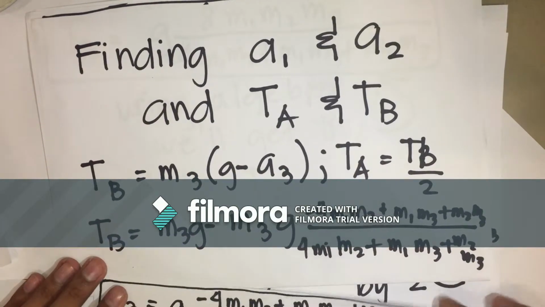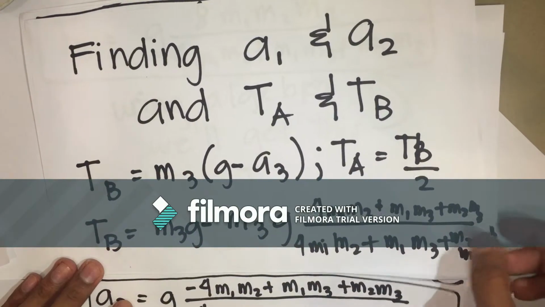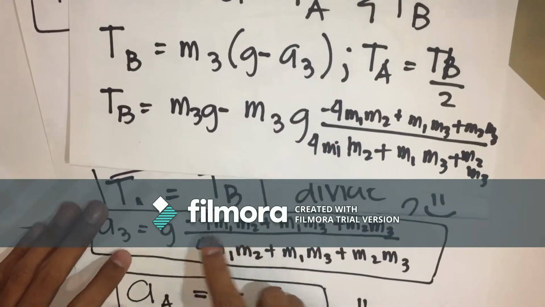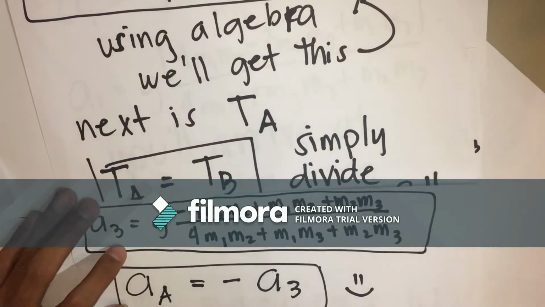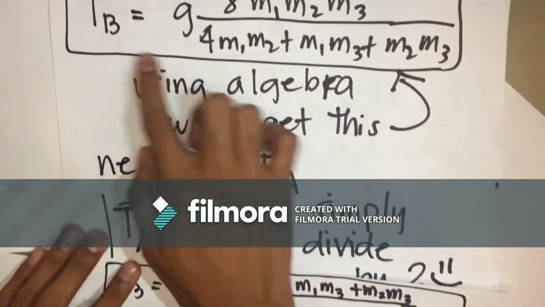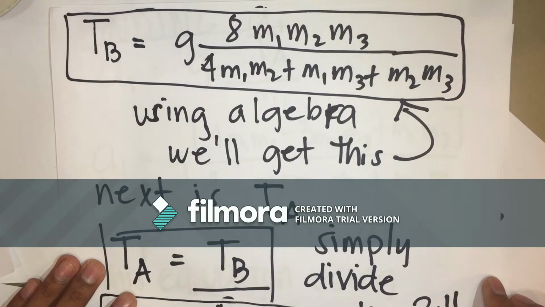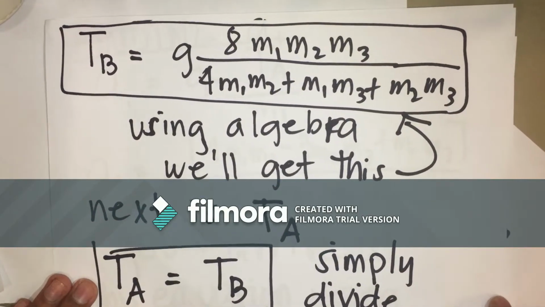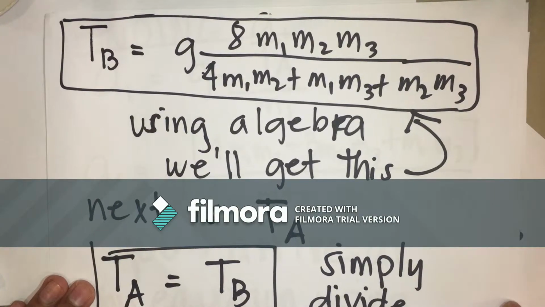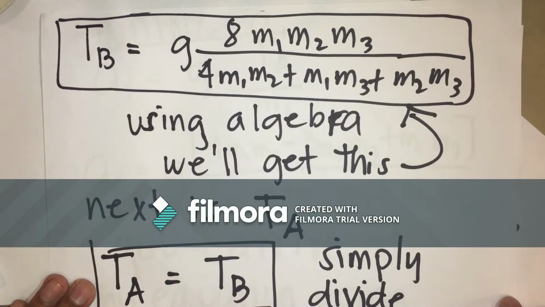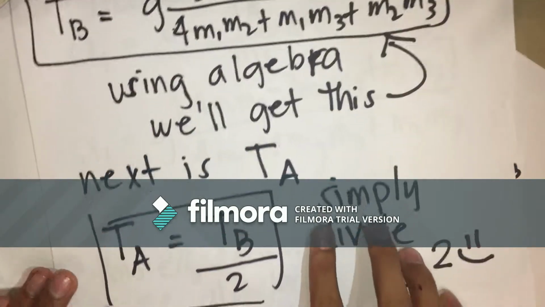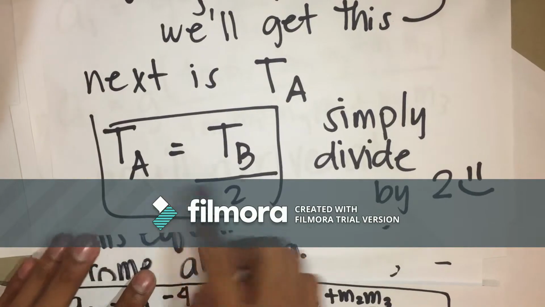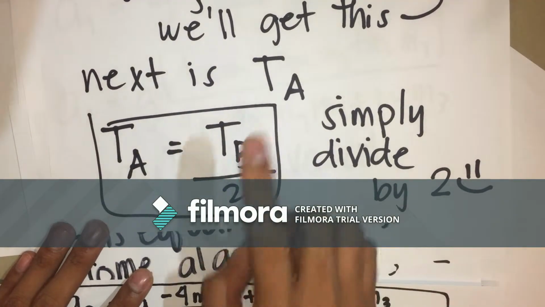So the quantity of A3, we just need to substitute this using algebra. Put this equation here. Then we'll get TB is equal to G times 8 M1 M2 M3 over 4 M1 M2 plus M1 M3 plus M2 M3. Next is TA. We just need to simply divide TB by 2.